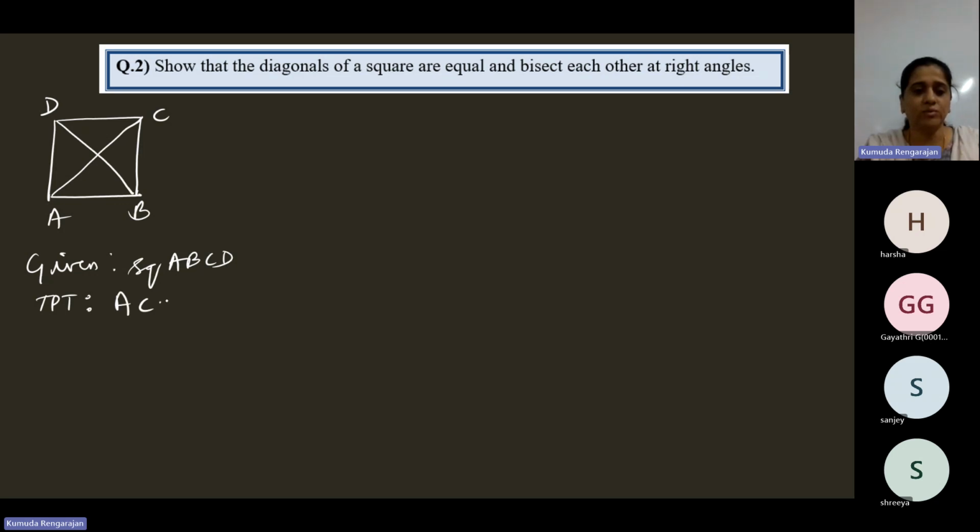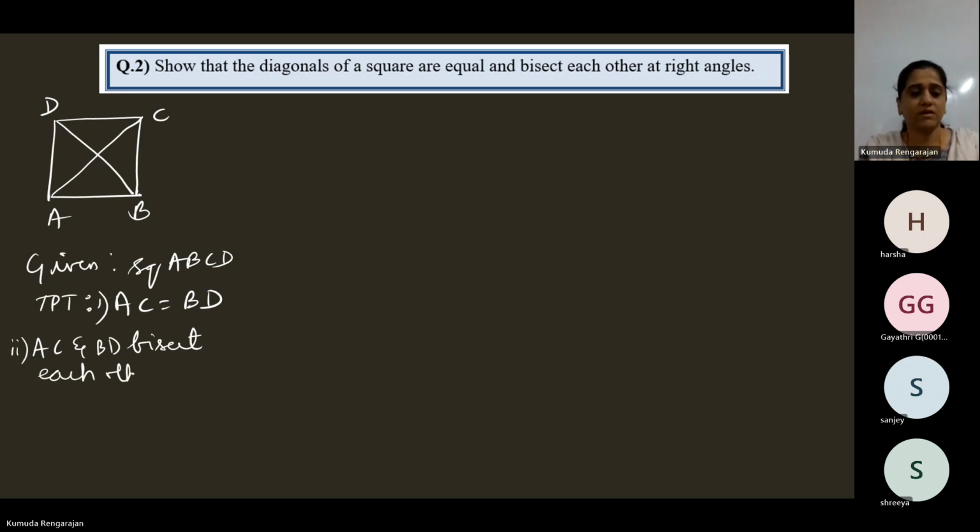To prove that AC is equal to BD, you must prove that they bisect each other. You must prove that the diagonals are equal and they bisect each other. That is, AC and BD bisect one another. And also, you must prove that they bisect at right angles. They bisect each other at right angles. Okay, then I'll put that in one. At right angles.